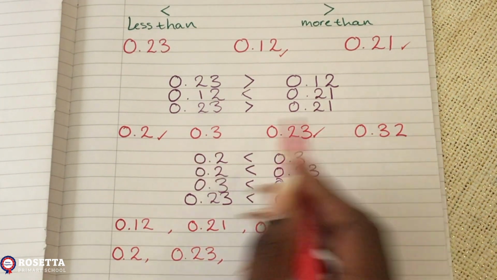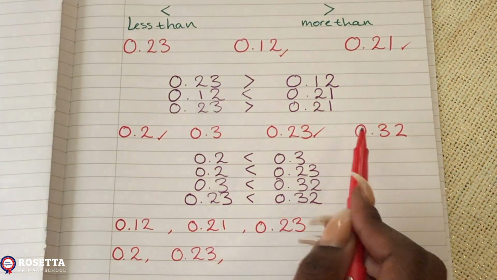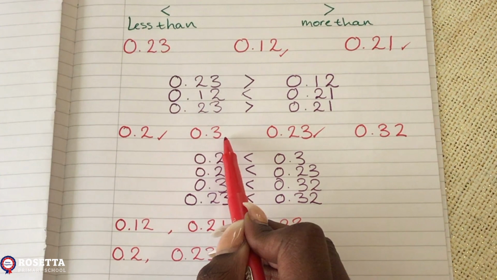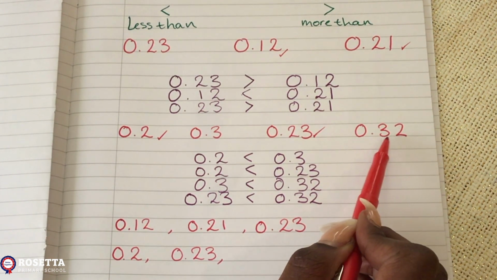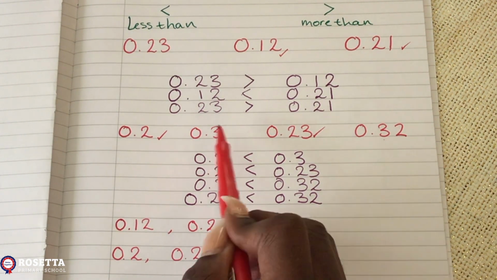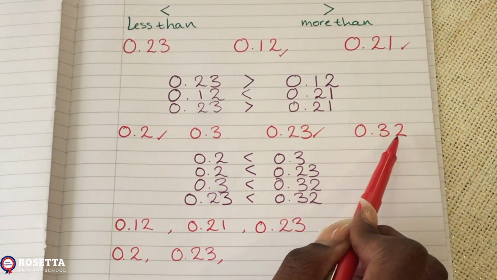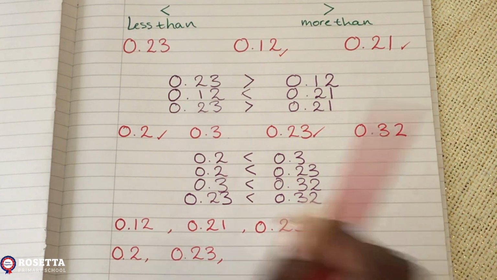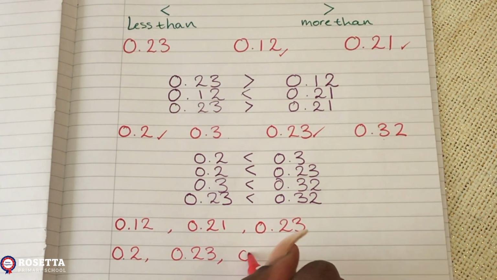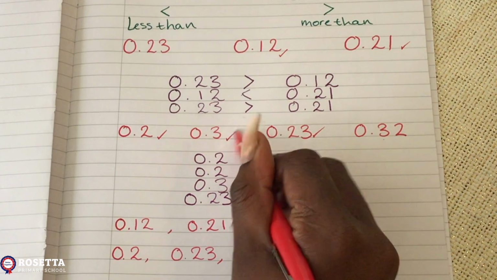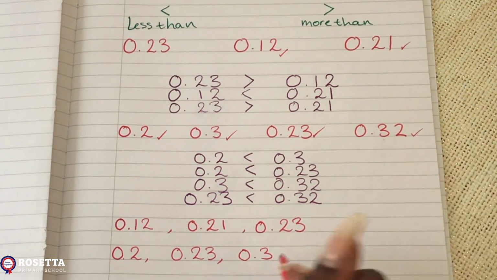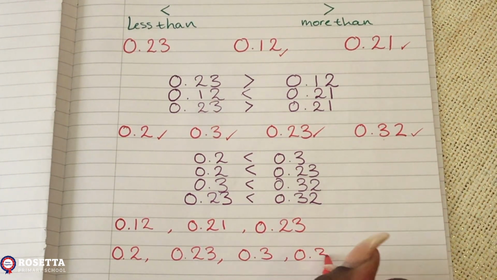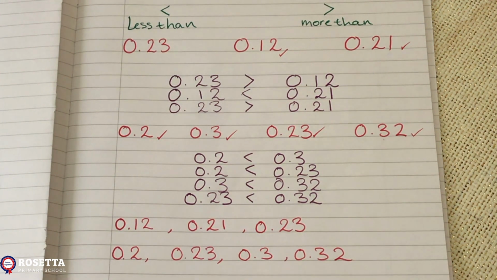This number would be the next largest number. We have two numbers left. We have 0.3 and 0.32. This number has 3 tenths, as does this one, but this number has 2 hundredths and this number has 0 hundredths. So which one is smallest? That's right, it's 0.3. And then finally, the largest number, the only one left, is 0.32.